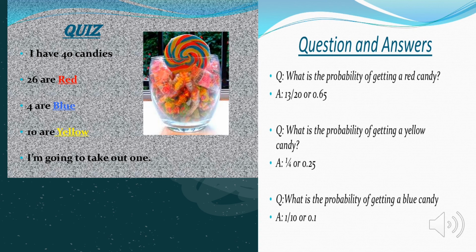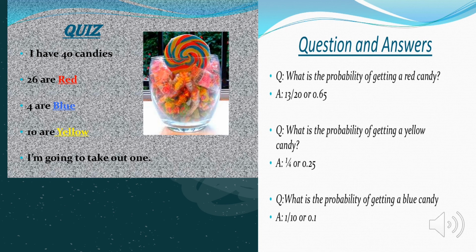See the question, read it carefully. The total number of events will be adding all these candies, which is 40, already given to me. Okay, so what is the probability of getting a red candy? It means 26 divided by 40. So the answer here, you can see, either you can write it as 13 divided by 20 or you can put it in decimal points also.